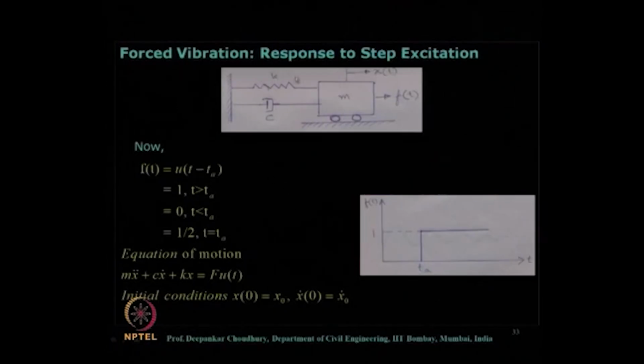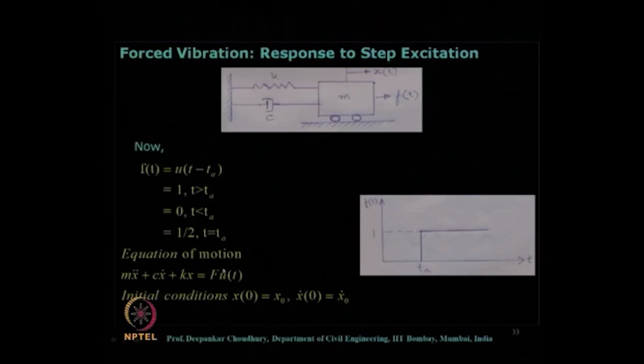Now, forced vibration response to a step excitation. How to get a solution for this? Suppose this is a single degree of freedom system, and force F t is acting. Suppose this F t is a step force in nature, like a unit force starting at a time t a and then continuing forever. This F t can be expressed as u of t minus t a. It is 1 when t is greater than t a, and 0 when t is less than t a. At the point t a, it can be taken as the average.